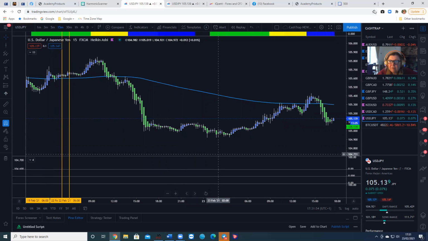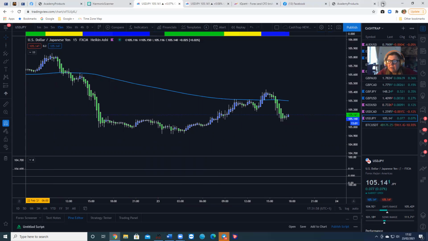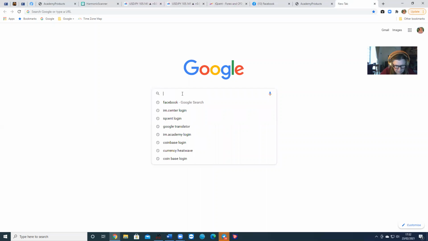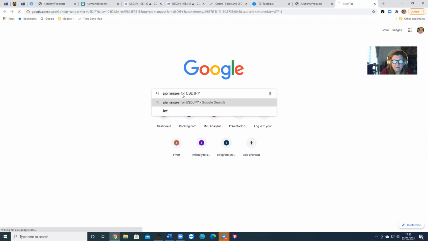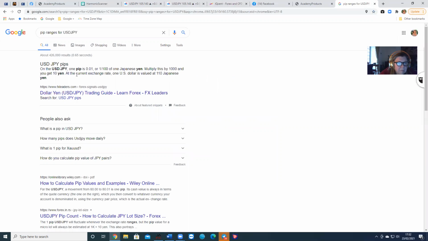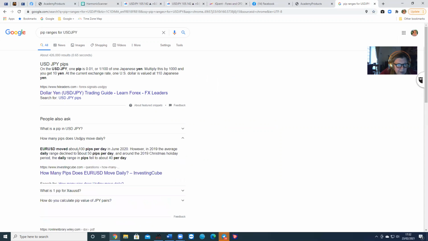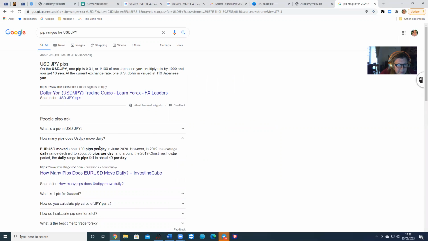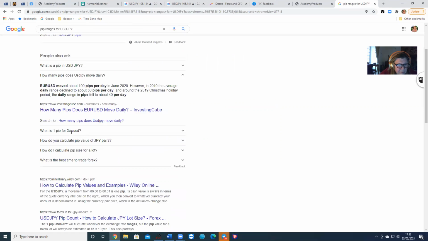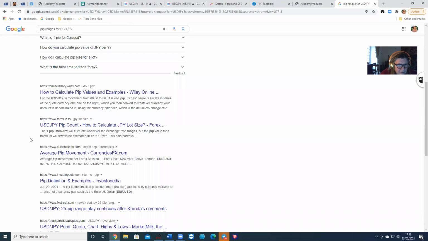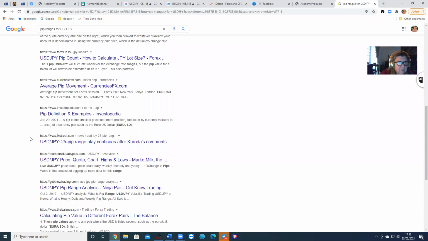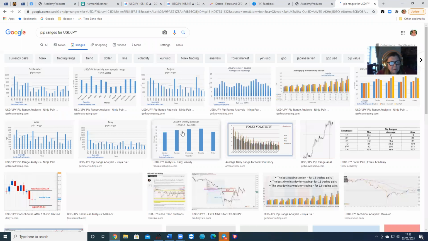So let's have a look at where we are today. And if you are interested, if you go to Google and just type in pip ranges, you can do it just for Forex, but for USD, how many pips does USD move daily? There are charts on this. We don't want to calculate. I'll look at images. You'll find it in images. USD monthly average pip ranges.